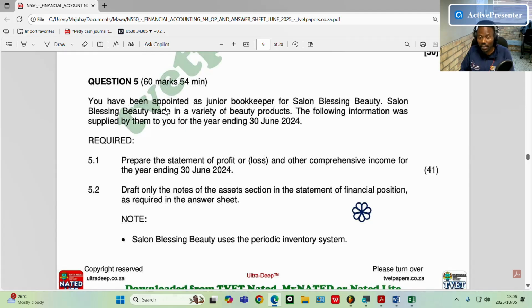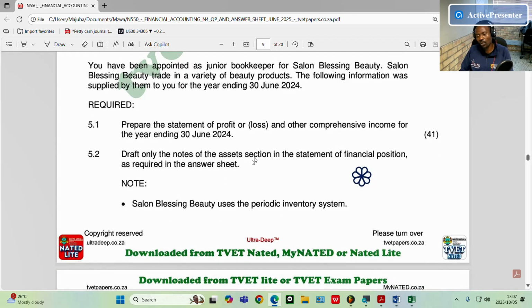It says you have been appointed as junior bookkeeper for Salon Blessing Beauty. Salon Blessing Beauty trades in a variety of beauty products. The following information was supplied to you for the year ending 30 June 2024. Requirements: 5.1, prepare the statement of profit or loss and other comprehensive income for the year ending 30 June 2024. This is formally known as the income statement. And 5.2 says draft only the notes of the asset section in the statements of financial position as required in the answer sheet. So we are guided by the answer sheet on which notes we should do.